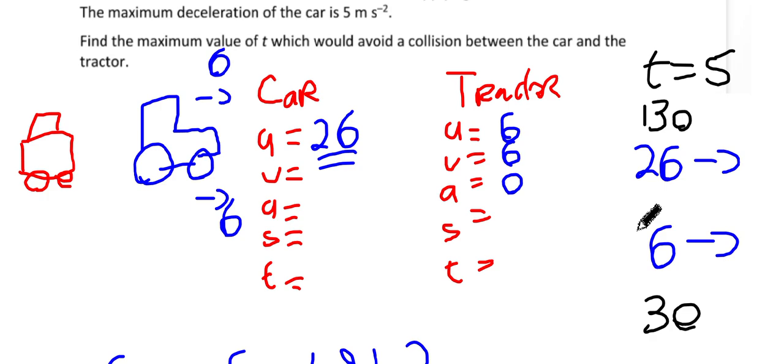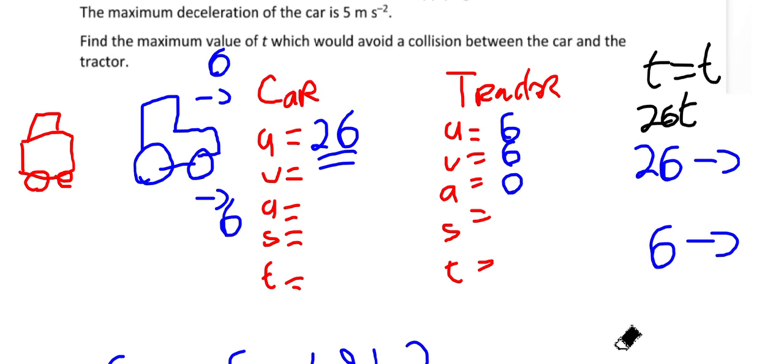Now, what we're going to do is generalize this approach with a time frame t. So I'm not going to use t equals 5, I'm just going to use t equals t. So would you all agree that the car covers 26t? And how much would the tractor cover in that time? 6t. And when you take them away from each other?